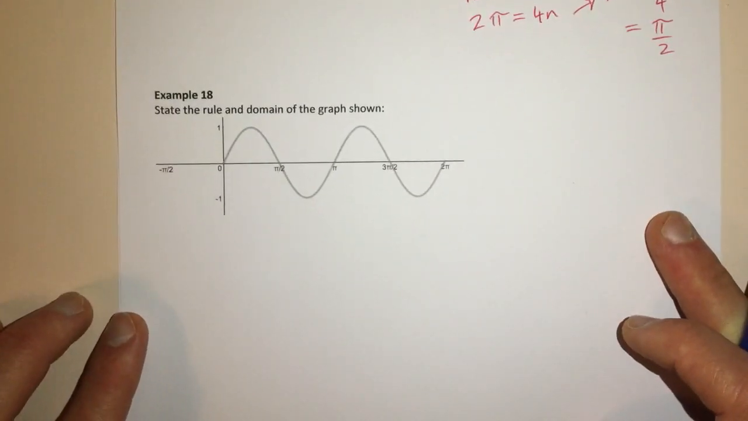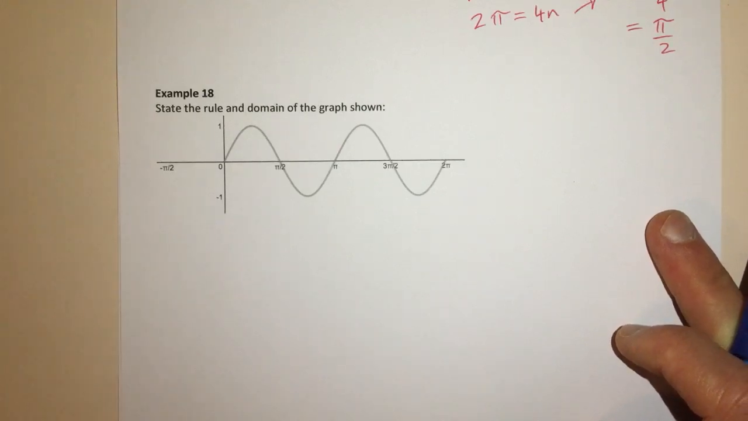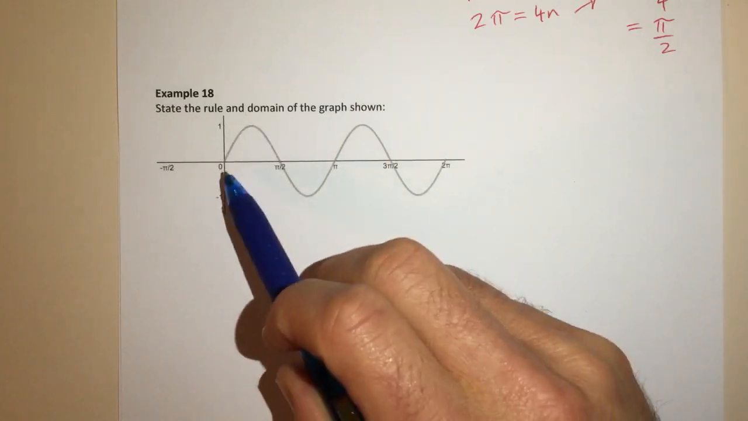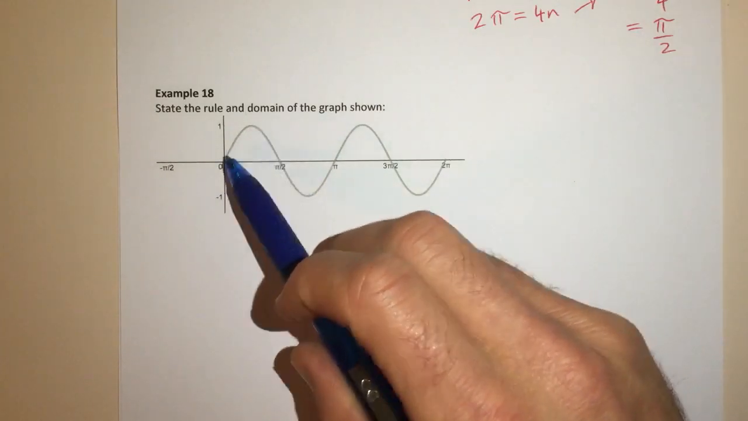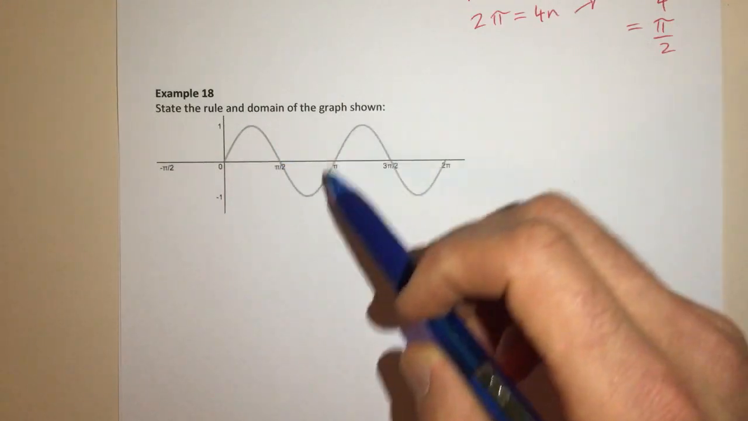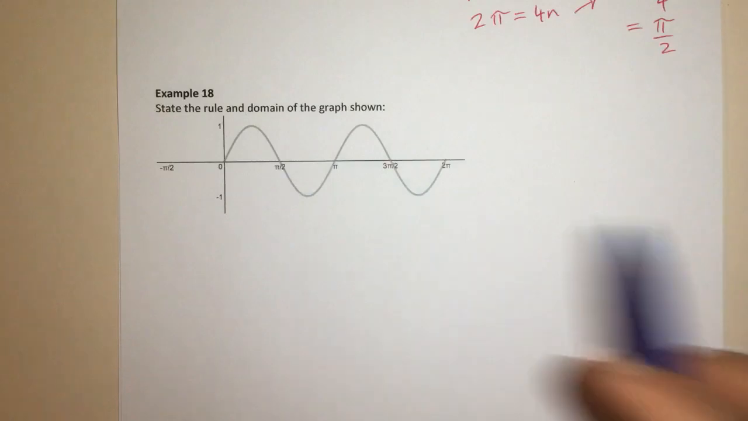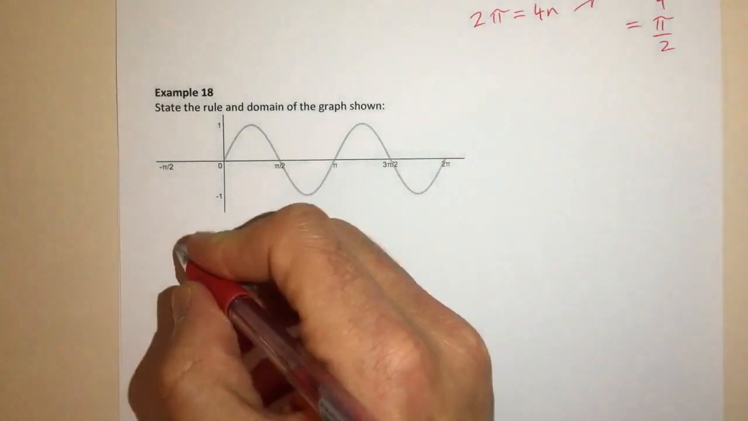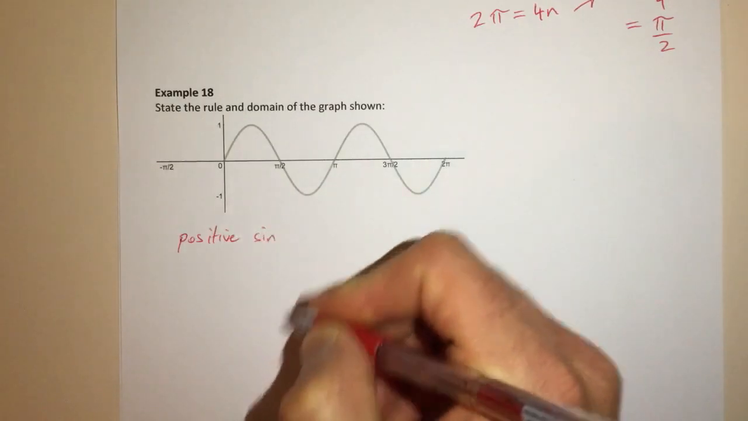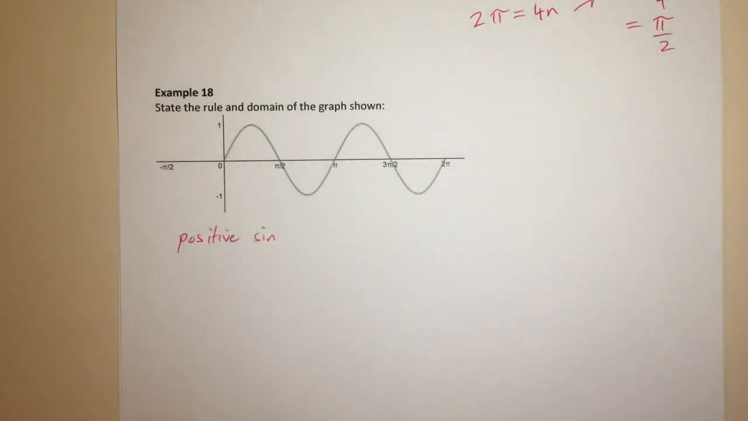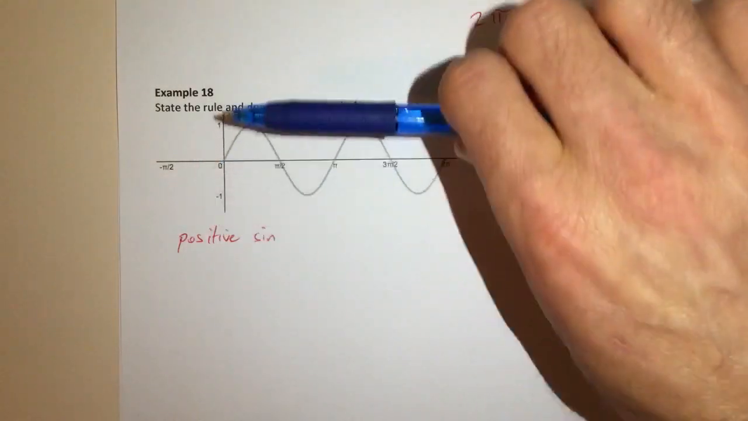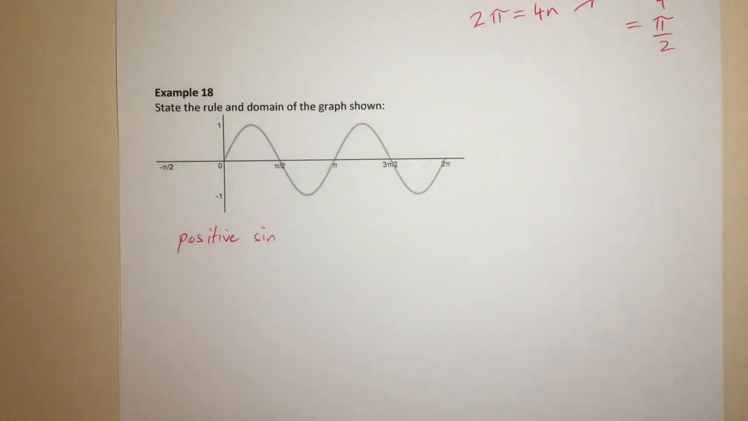Moving on to example 18, this time we've got a picture. It's just asking us to state the rule and domain of the graph shown. So you can see it's a graph that starts at the origin and then goes sort of up to +1 and then comes all the way down to -1. So at its most basic level it looks like it's a positive sine graph. Okay, so we can make that mental note first, that it's a positive sine graph. It doesn't look like it's been translated up or down, so we don't have a +c or +k or anything like that at the end of our rule. Its amplitude is 1.